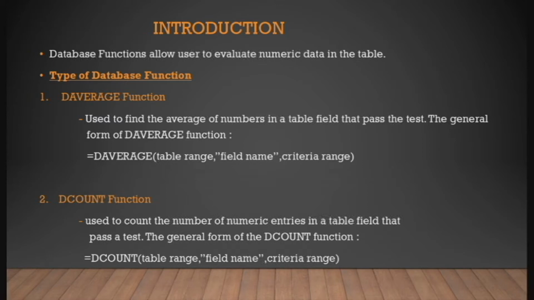The general form of the average function is equal to the average, in brackets table range, comma, field name with quotation marks, comma, criteria range and close bracket.